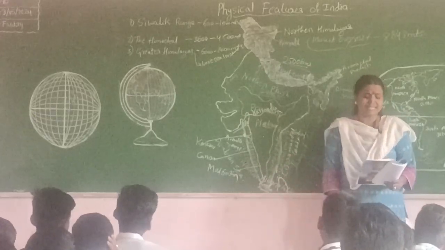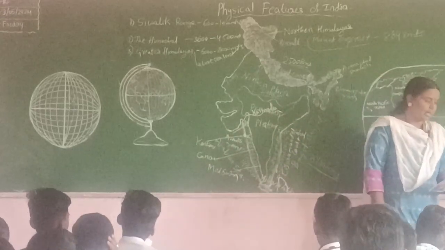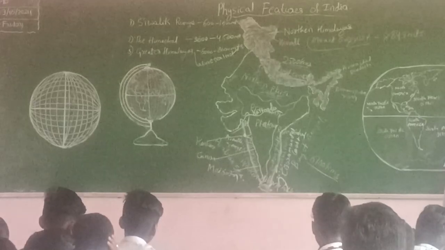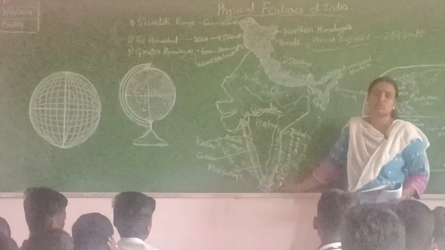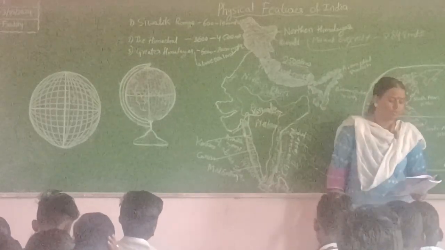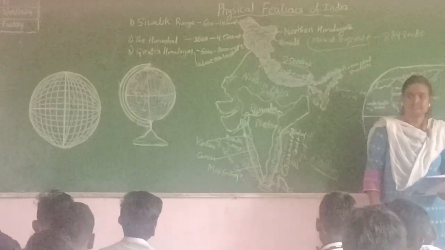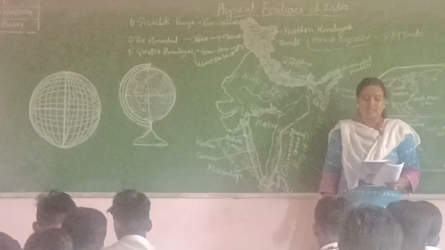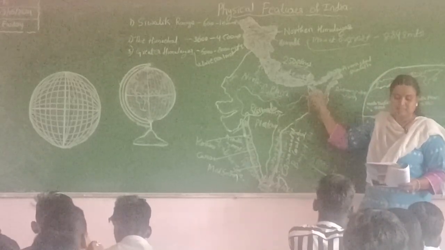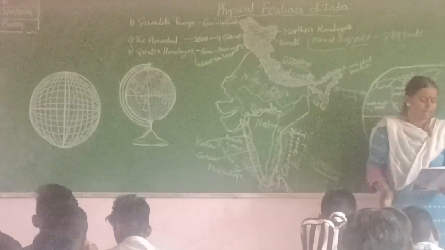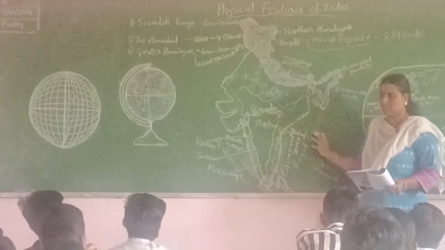In this east coast there are some salty and brackish water lakes or lagoons. Here we can see lakes, you know. Chilka Lake of Orissa and Pulikat Lake of Tamil Nadu are the important lakes of the East Coast.